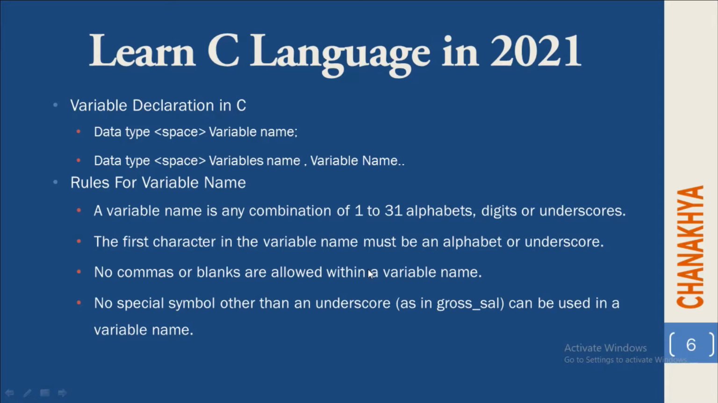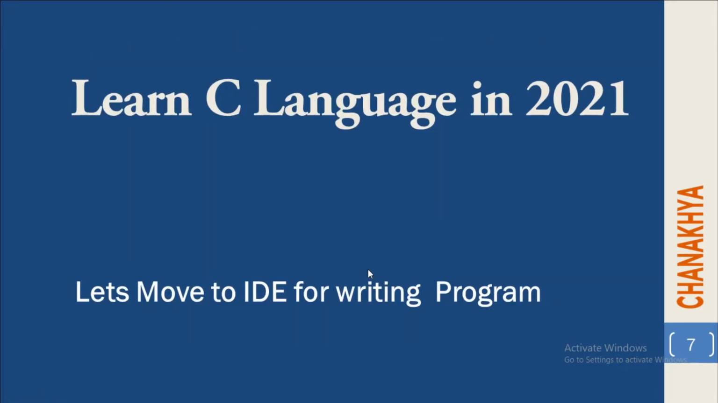For example, if you want to declare a variable and give it the name student name, then either we have to use studentname without space, or we can use student_name with an underscore. Let's move to our integrated development environment for writing our program.